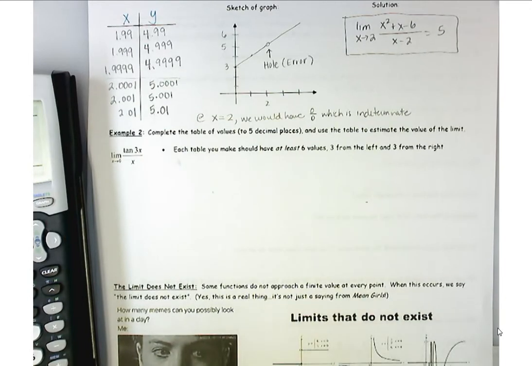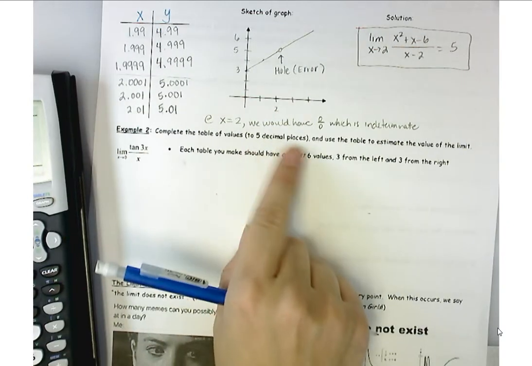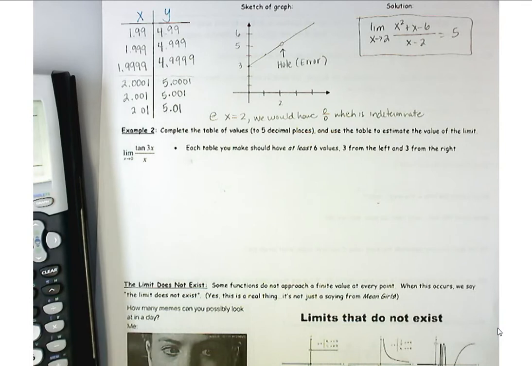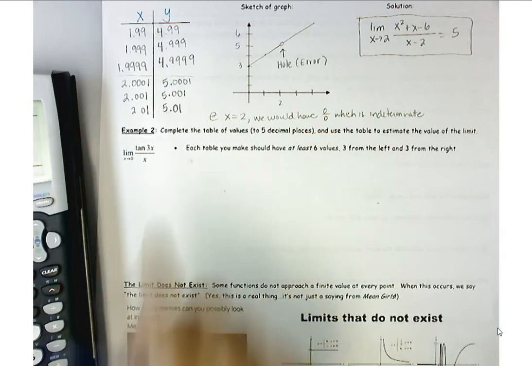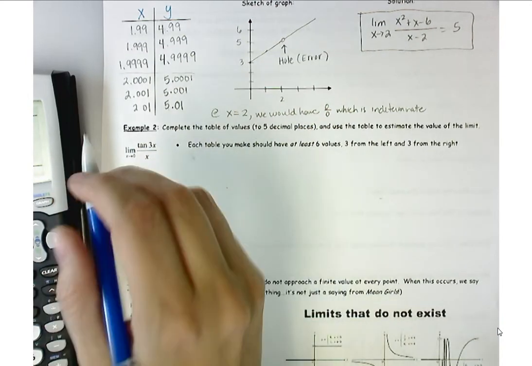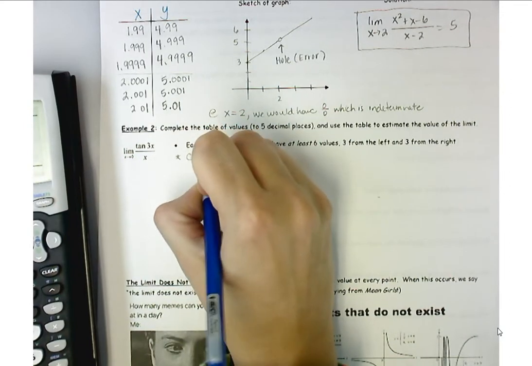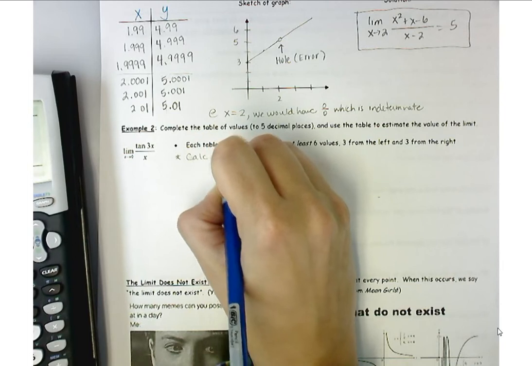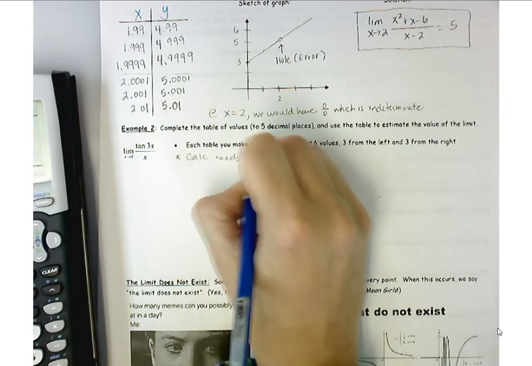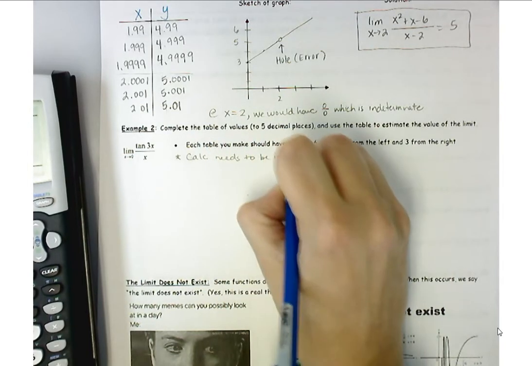Okay, now for example 2, we're going to complete a table of values. We're going to round to 5 decimal places and use the table to estimate the value of the limit. Now this one we have a trig function. So in order to graph this correctly, your calculator needs to be in radian mode.